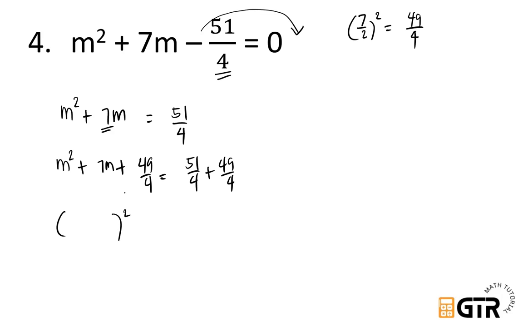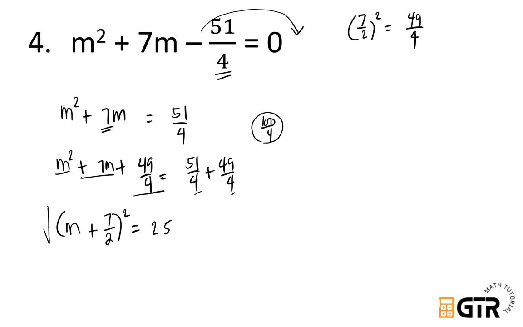express natin as square of binomial, square root of m squared, m, square root of 49 over 4 is 7 over square root of 49, 7, square root of 4 is 2. Ano ang sign natin? Sundin ang sign ng middle term, positive 7m. So we have m plus 7 over 2 squared equals, add the numerator since parehas 4, 51 plus 49, that is equal to 100 over 4. So simplify na natin itong 100 over 4, that is equal to 25.